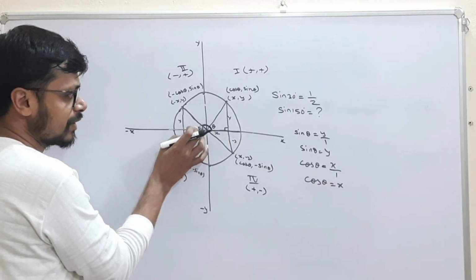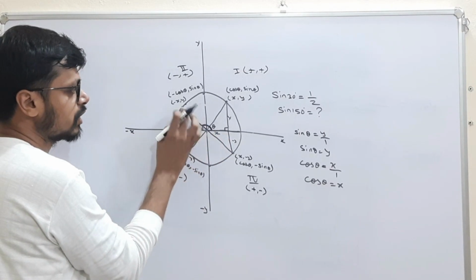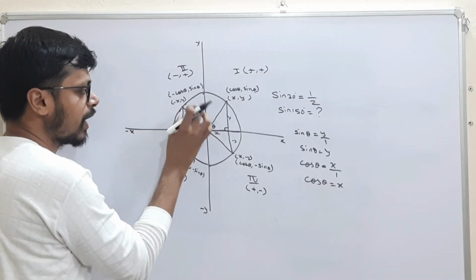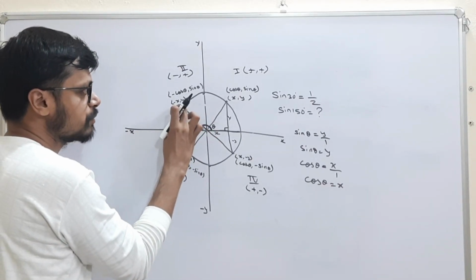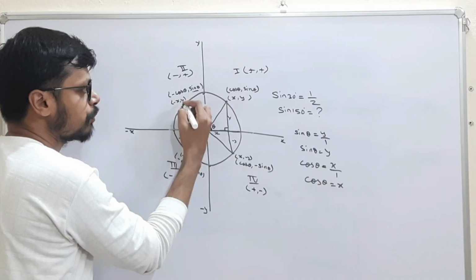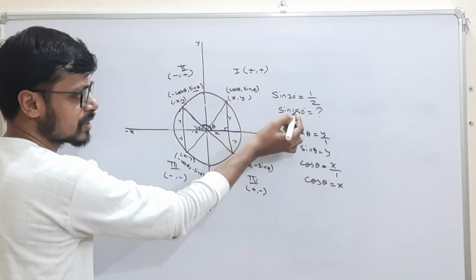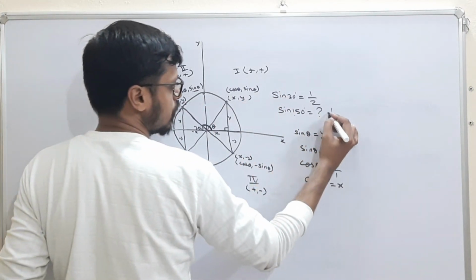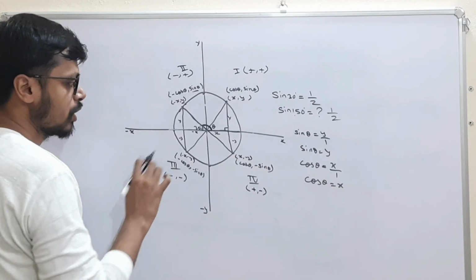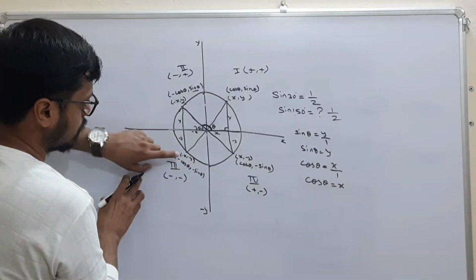So from sine 30, from here if you see, sine 30 means perpendicular by hypotenuse. So perpendicular is positive, right? So sine theta will be positive. That means sine 30 and sine 150 values will be the same. This will also be 1 by 2. Understood?